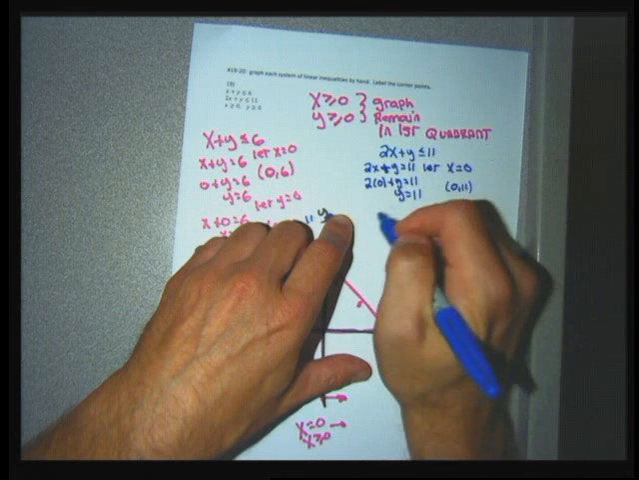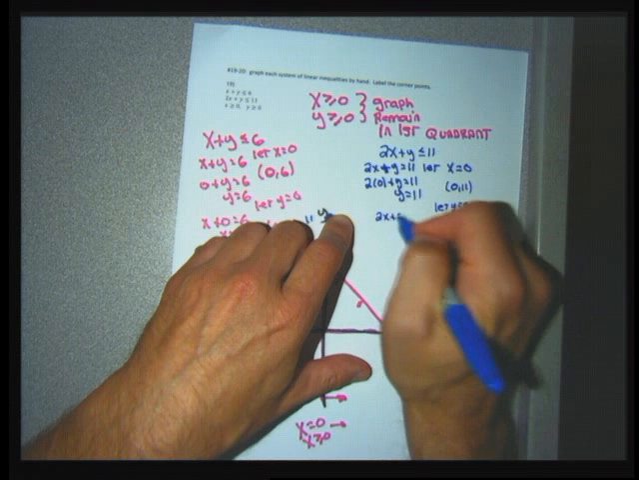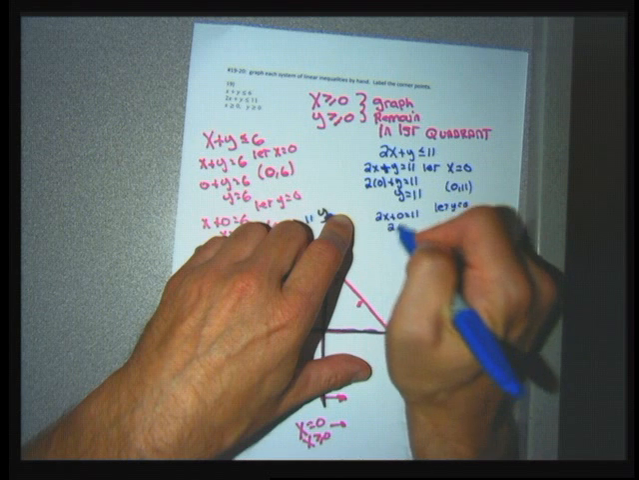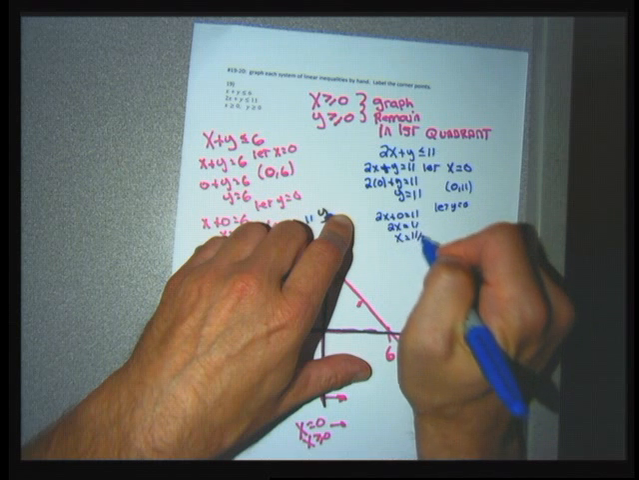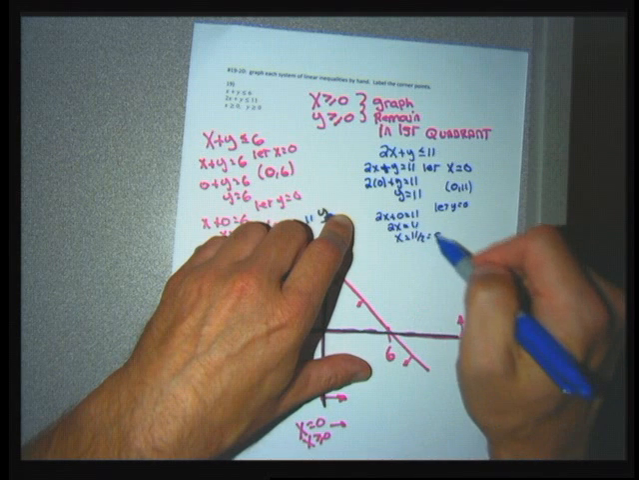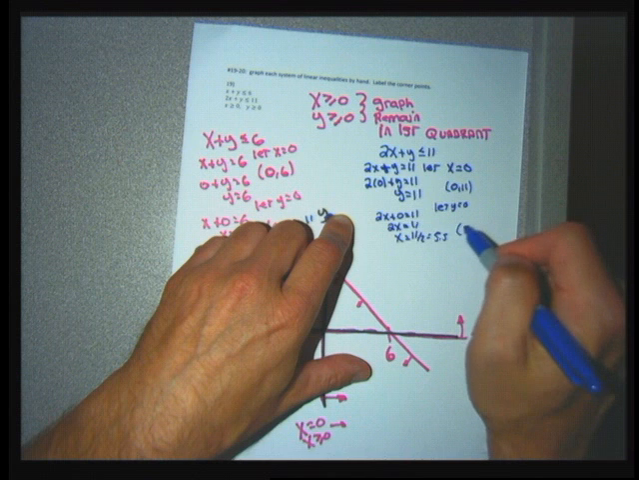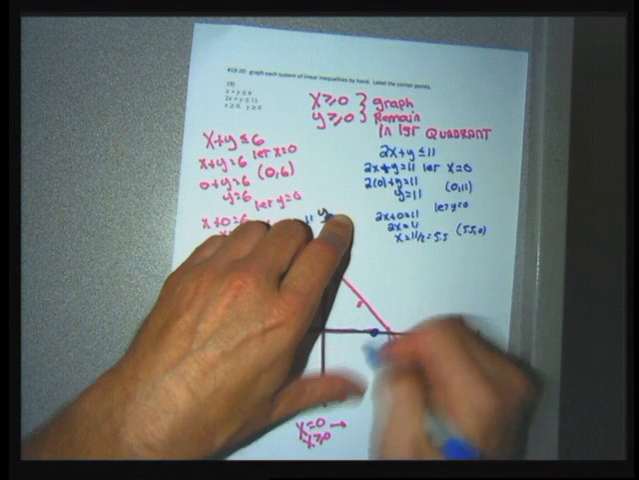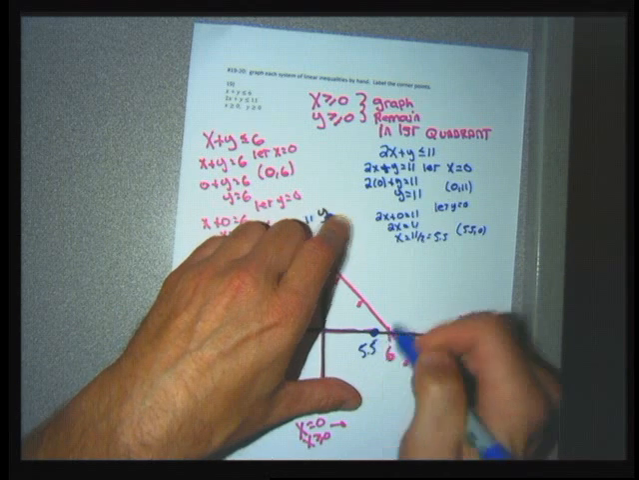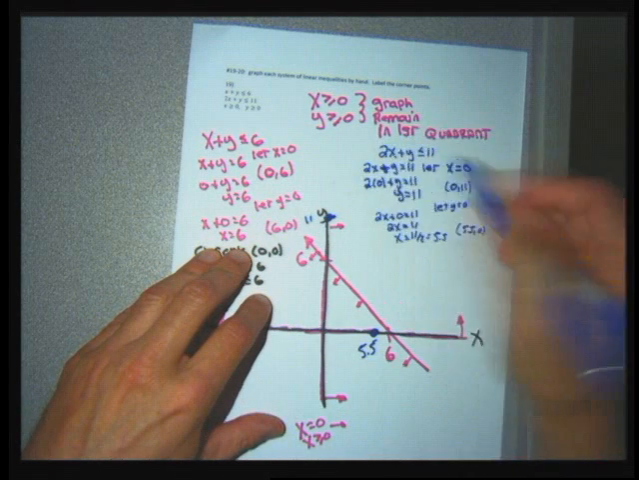When I let y equal to 0, I get 2x plus 0 equals 11. I get 2x is 11. X is 11 over 2, which is 5.5. So the x-intercept is 5.5 comma 0, which we'll mark right there. It's not exactly perfect. And this line, I'm going to draw with a solid line.